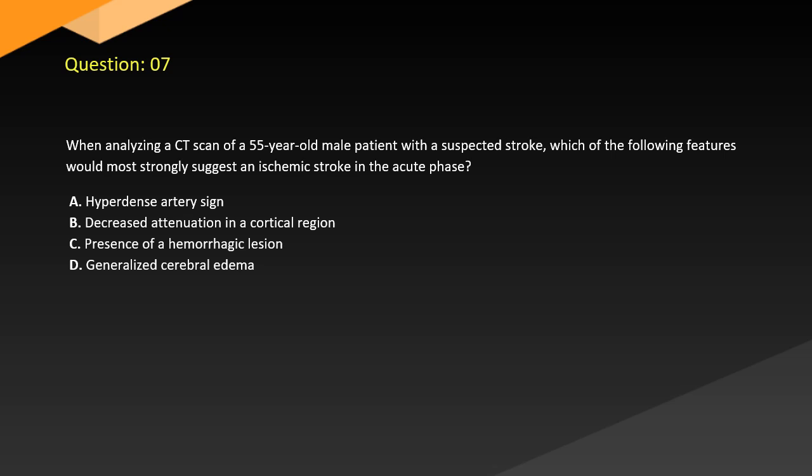Question 7. When analyzing a CT of a 55-year-old male patient with a suspected stroke, which of the following features would most strongly suggest an ischemic stroke in the acute phase? A. Hyperdense artery sign. B. Decreased attenuation in a cortical region. C. Presence of a hemorrhagic lesion. D. Generalized cerebral edema.